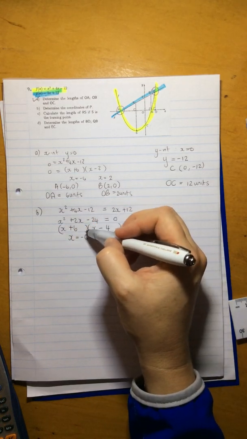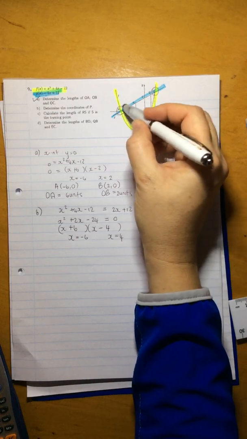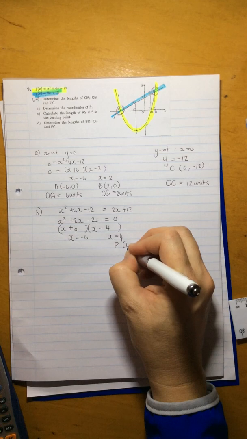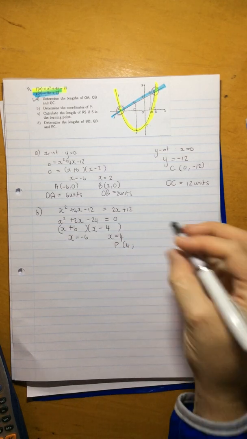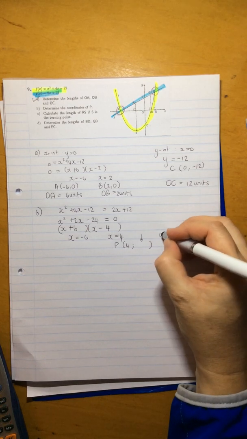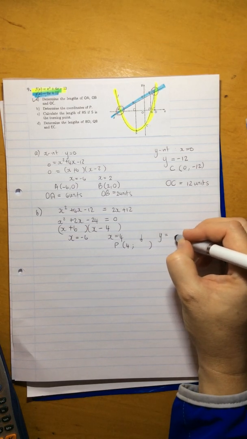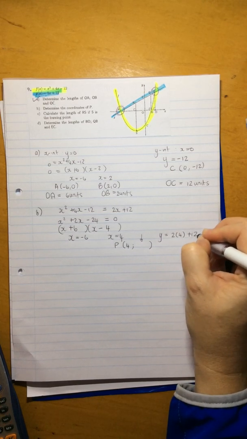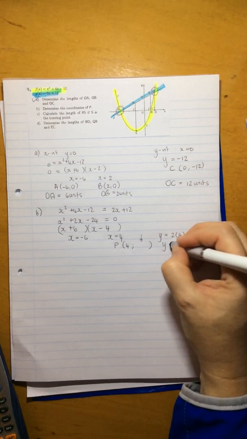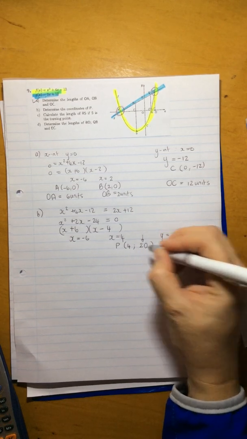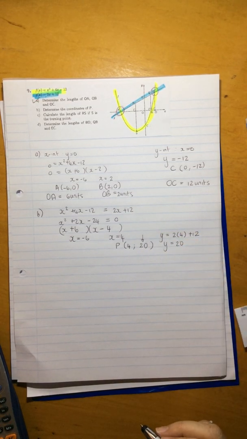Now negative 6 I know belongs to A, which means P will have an x value of 4. How do I get the y value? Well, I'm going to substitute the x value into any one of those two functions. So it's going to be 8 plus 12 is 20. So I'm going to have 4 and 20.